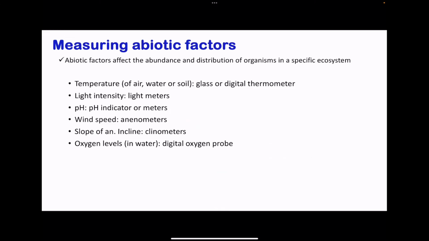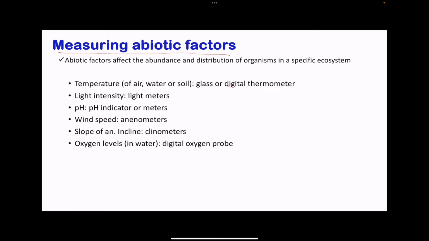For these ecological experiments, usually they're going to ask you to measure abiotic factors. For example, if you're studying the effect of temperature on abundance and distribution, how are you going to measure the temperature? You need to know. This could be temperature of the air, temperature of the water or the soil.